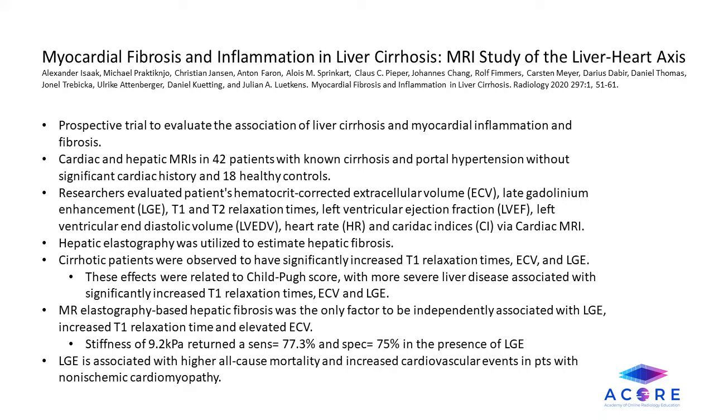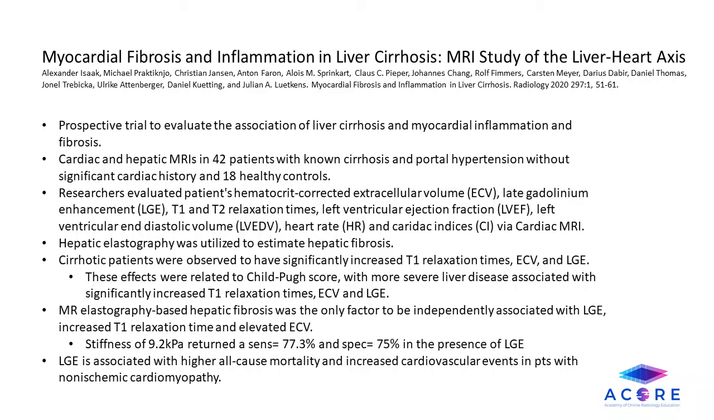During statistical analysis, the 42 cirrhotic patients were stratified by Child-Pugh score into Class A, Class B, and Class C. No differences in left ventricular ejection fraction or left ventricular end-diastolic volume were observed between groups. The cirrhotic group did exhibit statistically significant increases in heart rate and cardiac indices. Myocardial T1 relaxation times, ECV, and the presence of late gadolinium enhancement were all significantly elevated in the cirrhotic group compared to the healthy control group.